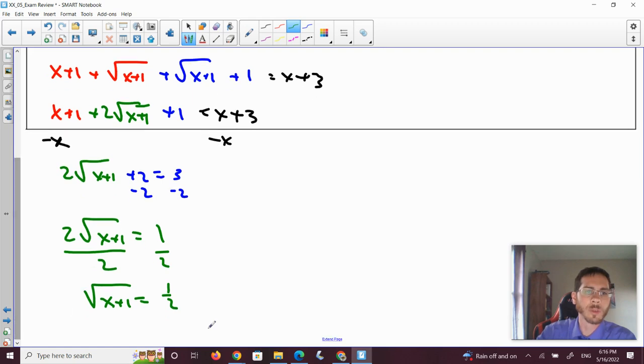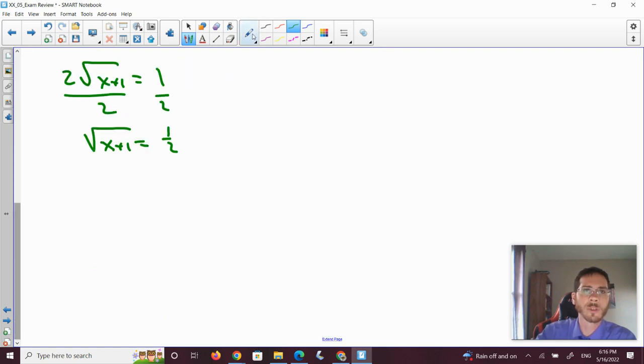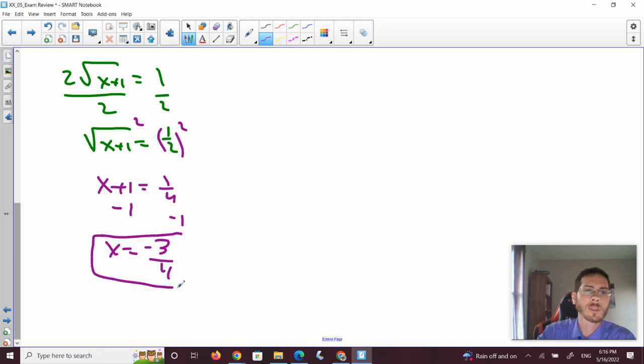Now I'm going to square both sides. So I have to square both sides again because now I need to get rid of this radical. So x plus 1 equals 1/4. Subtract 1 from both sides, and x equals negative 3/4.